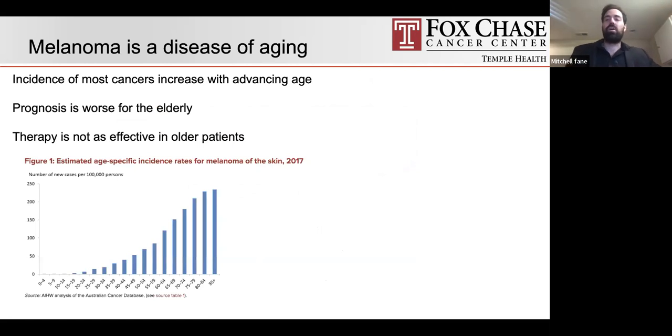Another thing that's not often thought of in melanoma, and indeed many different cancers, is that they're often referred to as a disease of aging. Most people think of skin cancer as mostly a sun cancer, from staying out in the sun too long, but indeed the median age of diagnosis of melanoma is 63 years old. And you can see that the incidence of most cancers, but particularly melanoma, increases drastically with age. We also know that prognosis is worse for the elderly, and also therapy is not as effective in older patients.